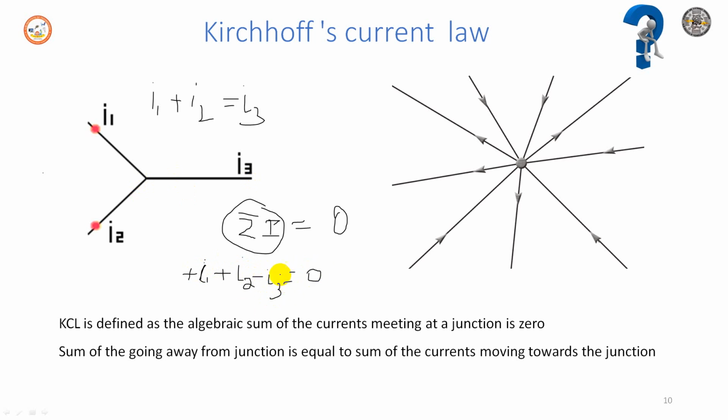If you transfer this I3 to the right hand side, we can say the sum of the current entering the node is equal to the sum of the current leaving the node. This center point is called a node. This is all about Kirchhoff's current law.